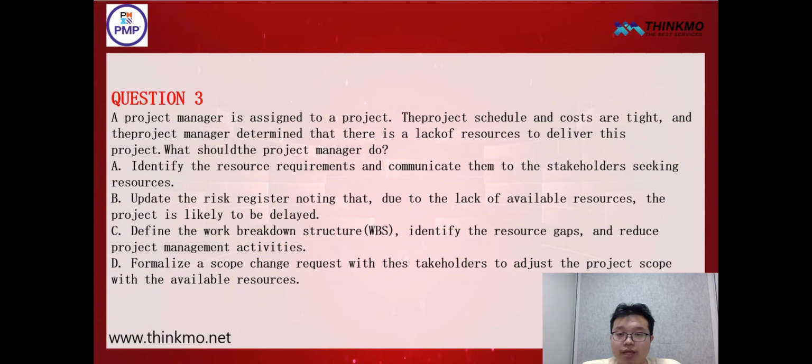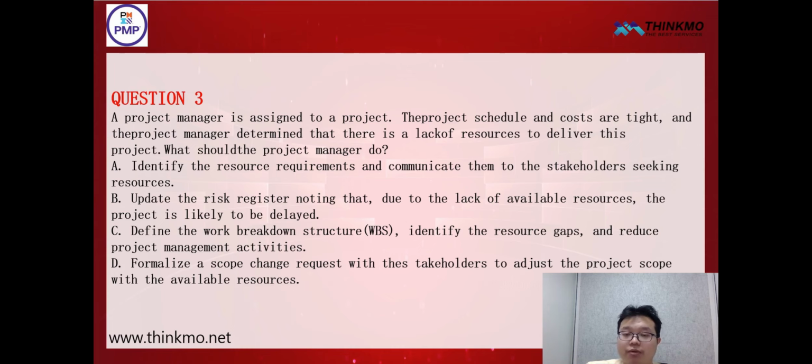Now, let's compare this with the other options. For example, with option B, if you just update the risk register, you're only pointing out the lack of resources without any follow-up actions. So it doesn't really help the project much. The same goes for options C and D. It's just stating the issue. Defining, identifying resource gaps, or reducing project management activities actually don't really help move our project forward.